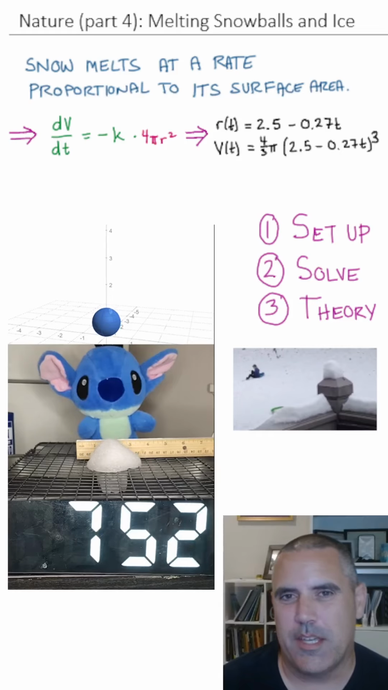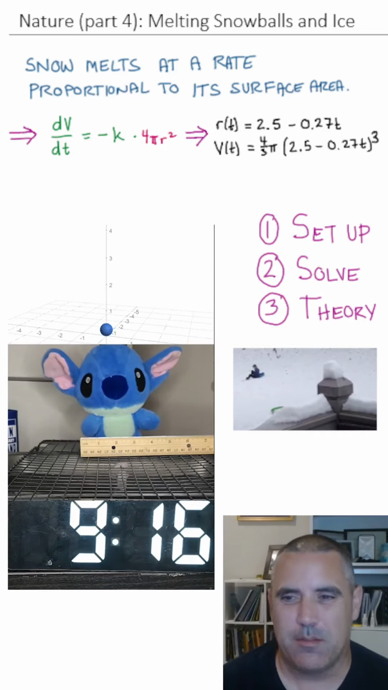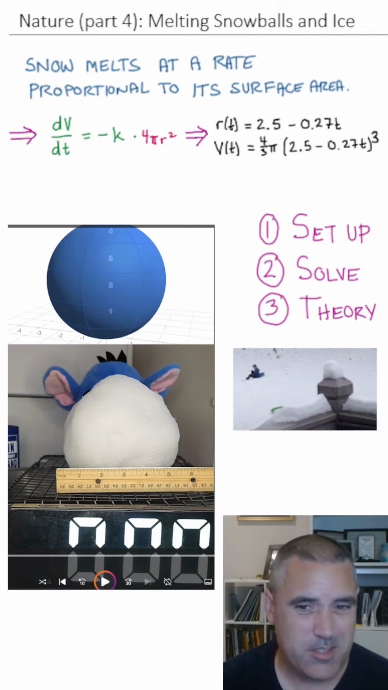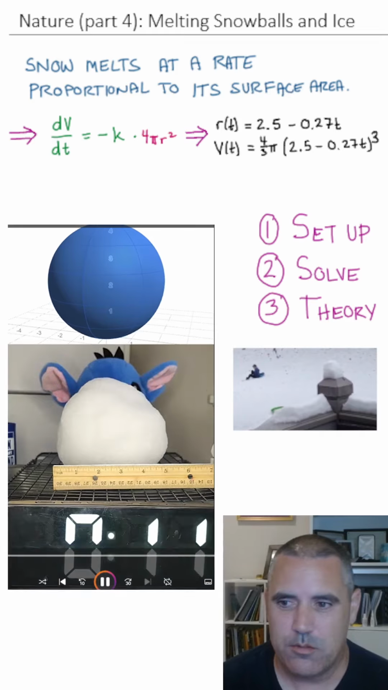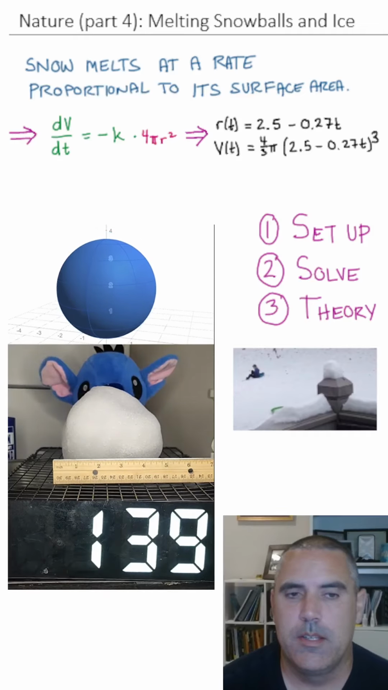I'd always wanted to do that experiment because it's a problem that comes up in our differential equations course. It's a fairly basic assumption. It says assume snow melts at a rate proportional to its surface area. It turns out it's a pretty accurate model. I used this exact data to model this, and that's the sphere you're seeing above.